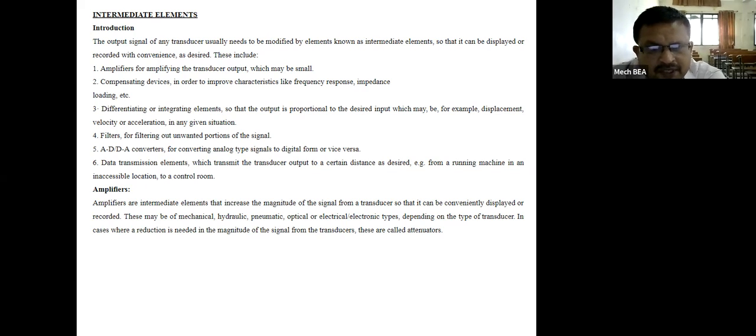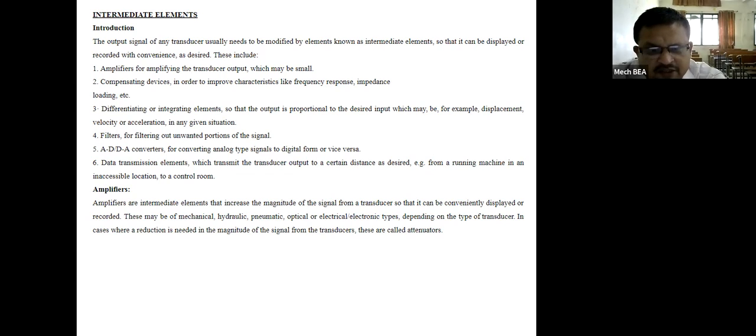Introduction. The output signal of any transducer usually needs to be modified by elements known as intermediate elements so that it can be displayed or recorded with convenience as desired. These include amplifiers for amplifying the transducer output, which may be small; compensating devices in order to improve characteristics like frequency response, impedance loading, etc.; differentiating or integrating elements so that the output is proportional to the desired input, which may be, for example, displacement, velocity, or acceleration in any given situation; filters for filtering out unwanted portions of the signal; analog to digital or digital to analog converters for converting analog type signals to digital form or vice versa.